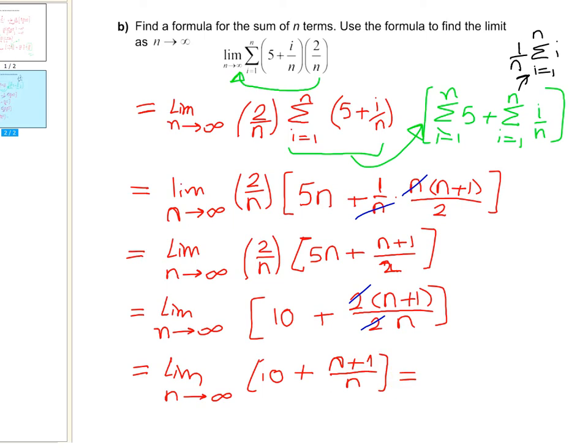What is the limit as n approaches infinity? This equals 10 plus 1. So the final result is just 11. Why is that? Because in this limit, the highest power of n up and down are the same, so we take coefficient over coefficient, which is 1. So everything here is 1 plus 10, which is 11.